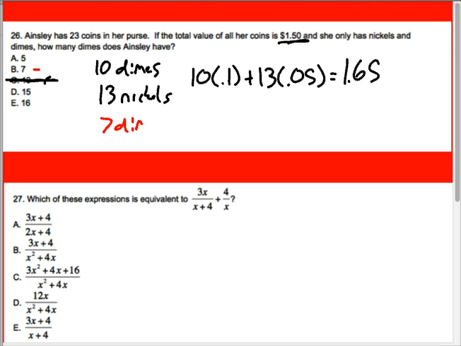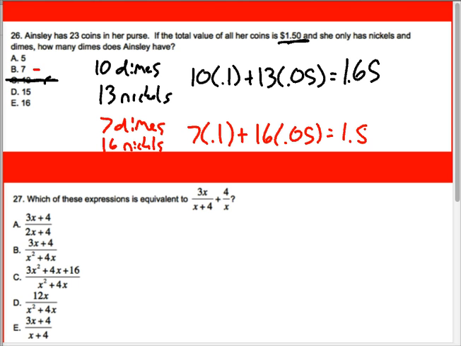So let's try 7 dimes. Well, if she has 7 dimes, that means she's going to have 16 nickels in her purse. Let's calculate that. Let's see how much money she'd have now. When you calculate that out, you get the $1.50 that we were supposed to get. That is how much money is in her purse. So this type of problem becomes a lot easier if you end up working backwards from one of the answers. And now you know your answer is B.